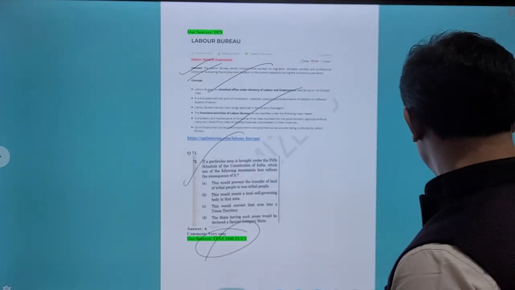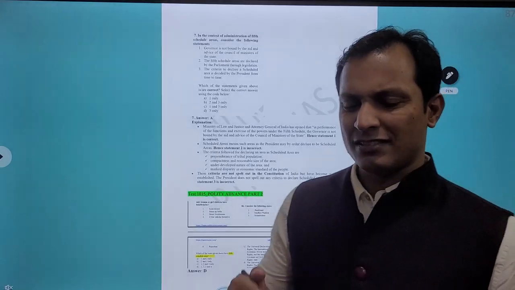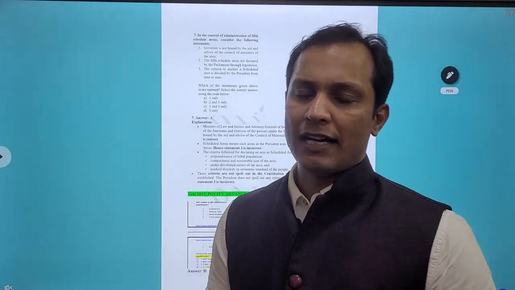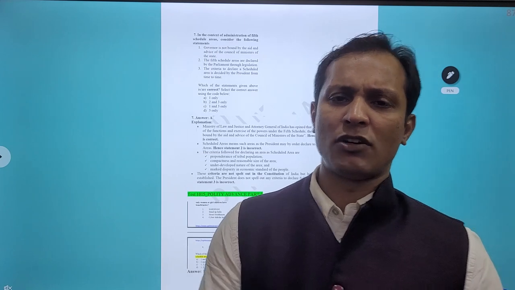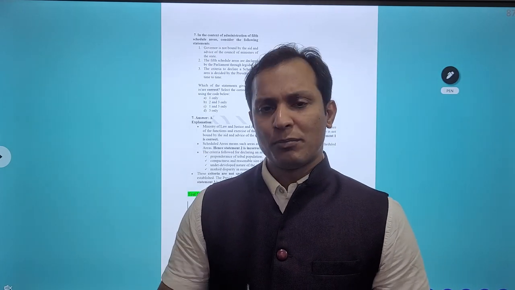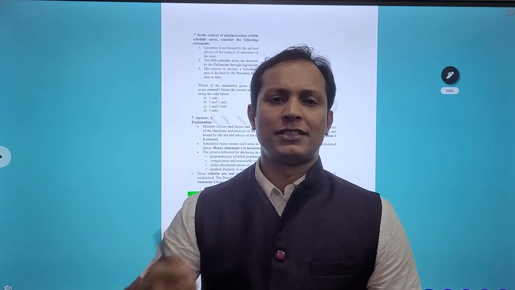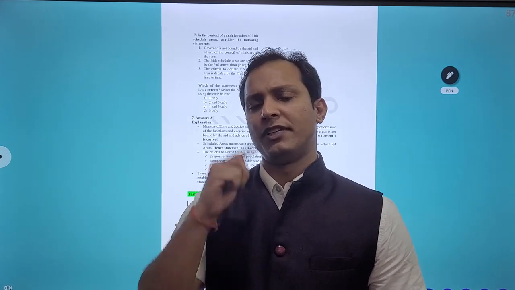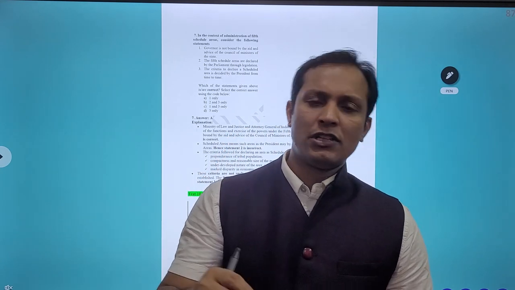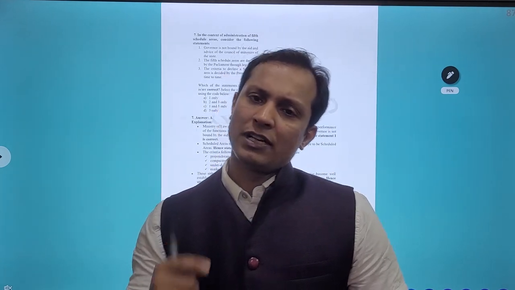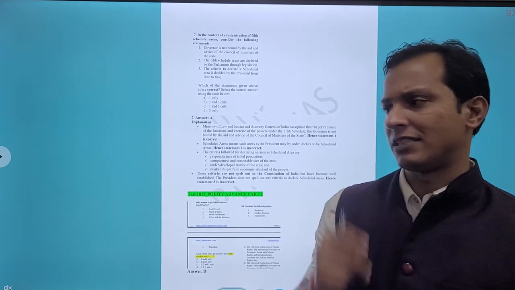Again, FLT's test 2, fifth schedule. Because tribal issues are in news. And 5th schedule and 6th schedule are always important for the UPSC prelims examination. Alternate years they ask 10th schedule, 5th schedule, 6th schedule. Either they will ask 10th schedule or they will ask 5th schedule. You can cross check the last 10 years papers.